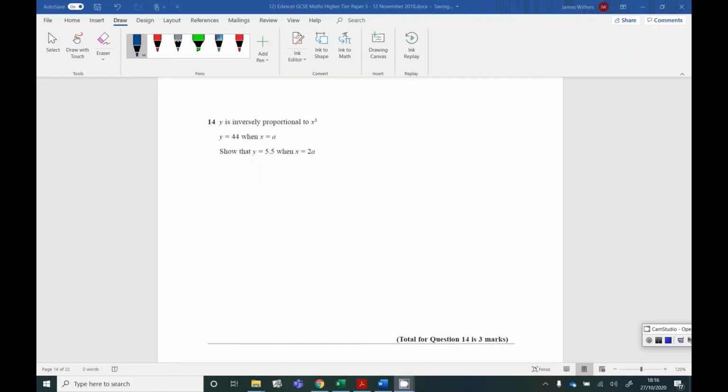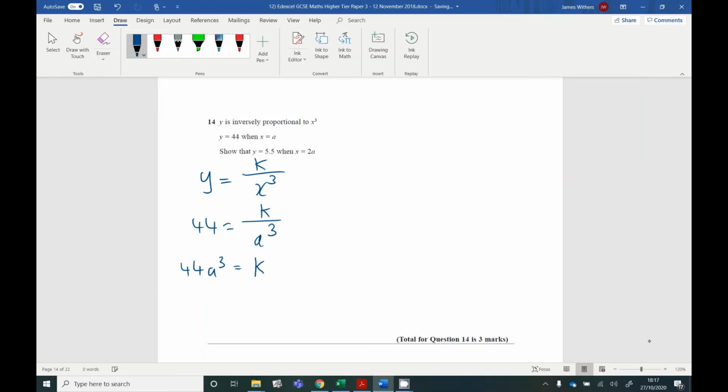Question 14. Now we're told that y is inversely proportional to x cubed. So our first line of working should be y equals k over x cubed. Now we're told that y is 44 when x equals a. So 44 equals k over a cubed. So multiplying both sides by a cubed, we can see that 44a cubed equals k.